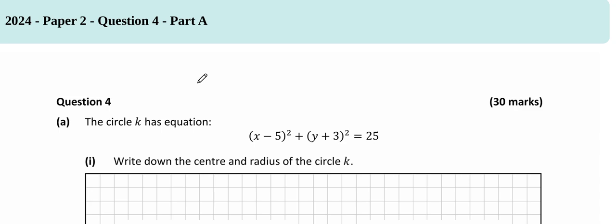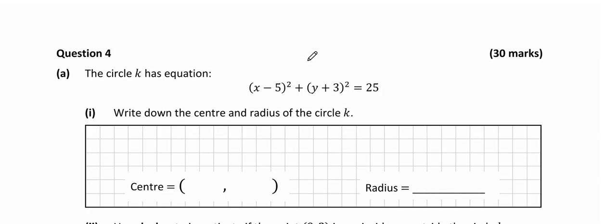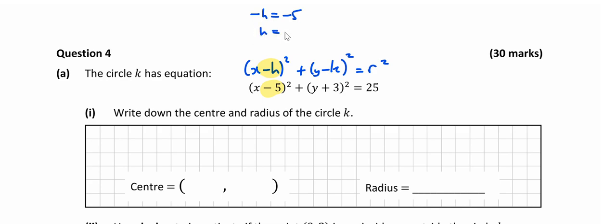Here we've got the 2024 paper 2 question 4 part A. So the circle K here has equation (x − 5)² + (y + 3)² = 25. So (x − h)² + (y − k)² = r², and I always told you make sure you match up. So when you go to match up here, you've got minus h matching up with minus 5, so make sure you do that. Minus h is equal to minus 5, and then you multiply by minus 1, you get h is equal to 5.